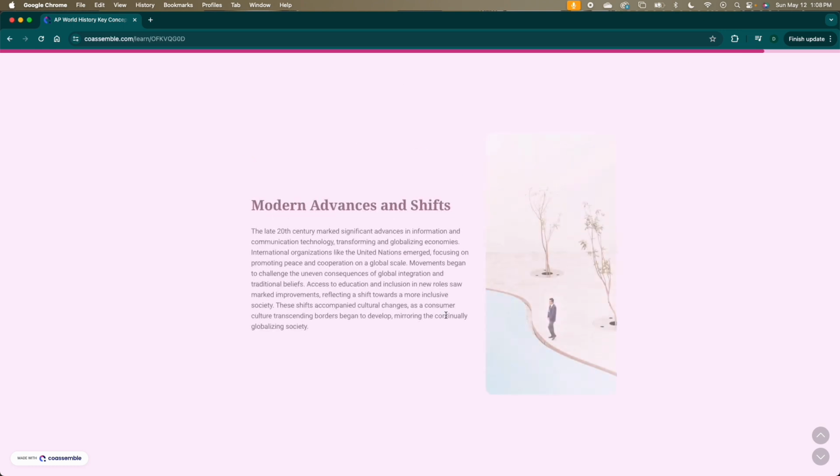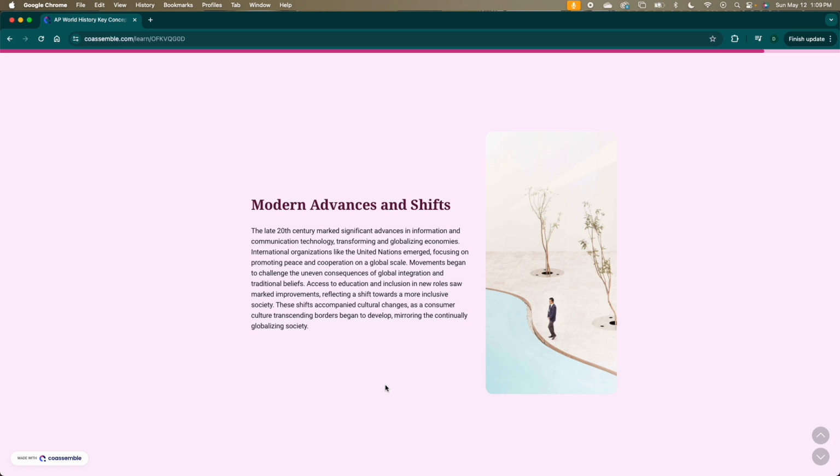All right, so this is our wrap up here. The modern advances and shifts. The late 20th century marked significant advances in information and communication technology, transforming and globalizing economies. International organizations like the United Nations emerged, focusing on promoting peace and cooperation on a global scale.